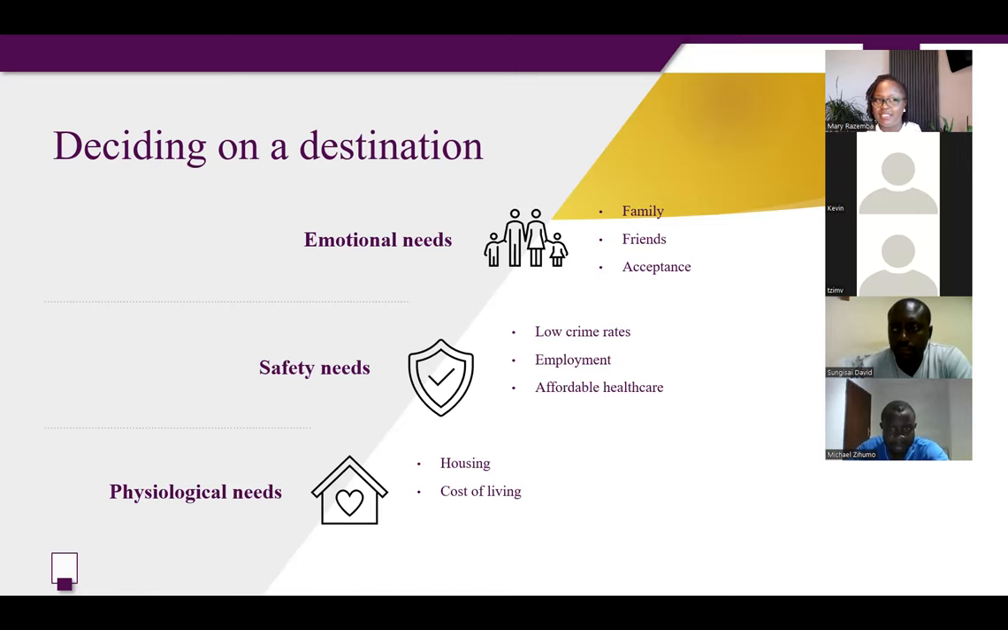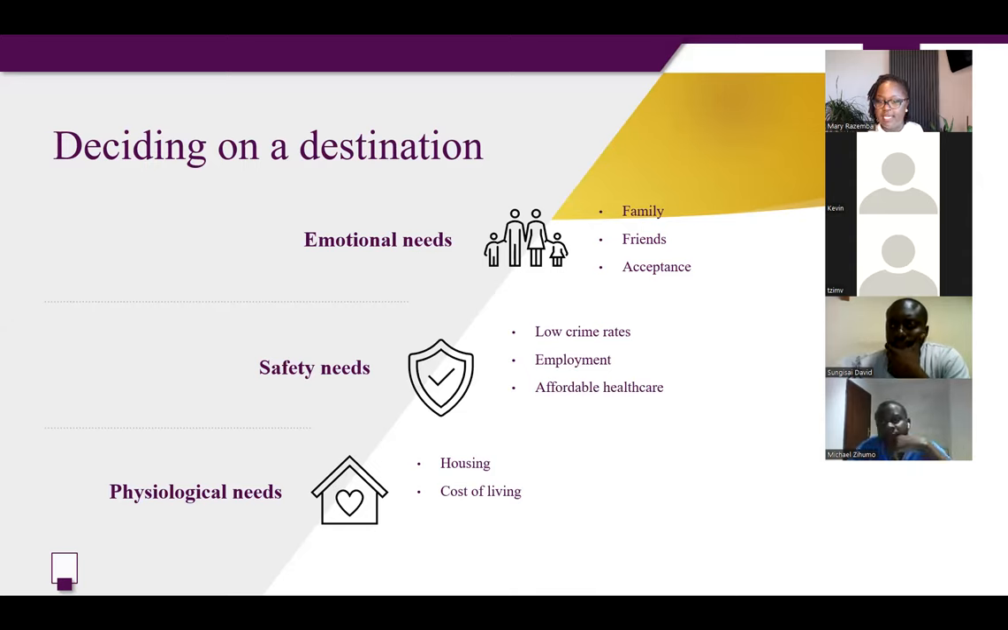And when I say acceptance, understand that as Black people, there are some countries that are very hostile to people of our skin color. So when your deciding factor is not really out of desperation, but out of where can I make the best life for myself, this is something that you want to keep in the back of your mind and think about when you're making a decision about where exactly it is that you want to go.